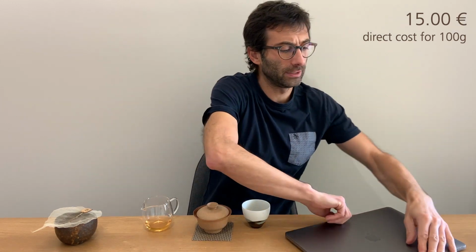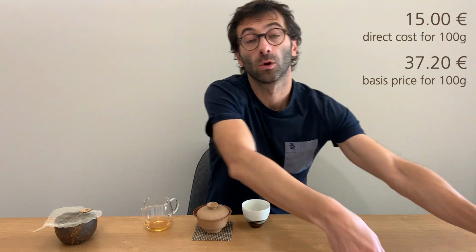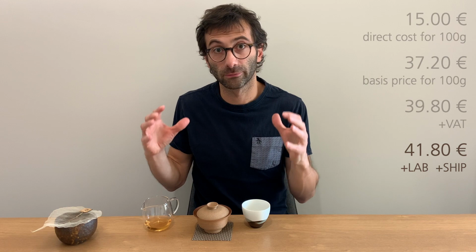But let me do an example so that we really speak about numbers. Let's say that our direct cost, how much we paid for the tea, is 15 euros. Then you use that chart, and on that chart for 15 euros, you find that the red curve is at, let me check, about 37 euros, 37.2. Yes, that's the number I have in mind, and it makes sense. So 37.2. Then we apply the VAT 7%, so you get to 39.8, and then we have to consider the laboratory test and shipment cost, in that case about 2 euros, so we get to 41.8. This is the basis for our retail price for 100 gram.